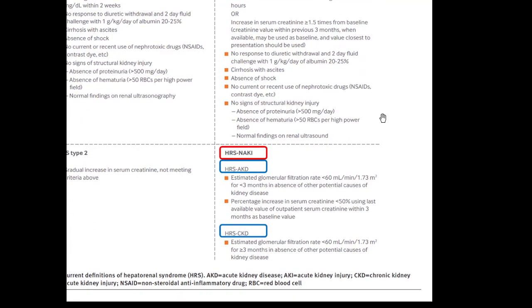For HRS non-AKI, we have 2 forms. HRS acute kidney disease, it is estimated on the basis of the glomerular filtration rate, it should be less than or equal to 30 ml per min per 1.73 meter square for less than 3 months. And for CKD, it is more than 3 months, right?